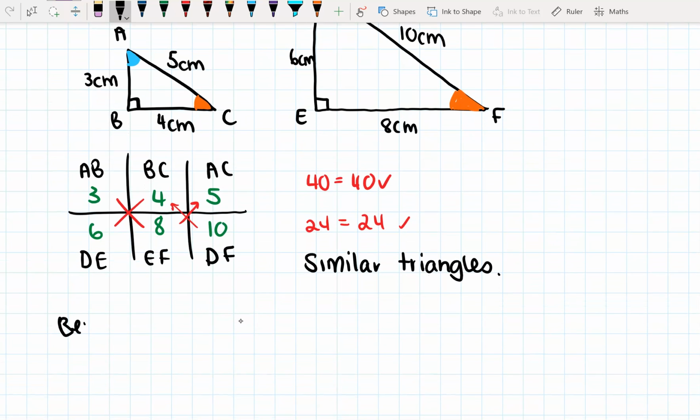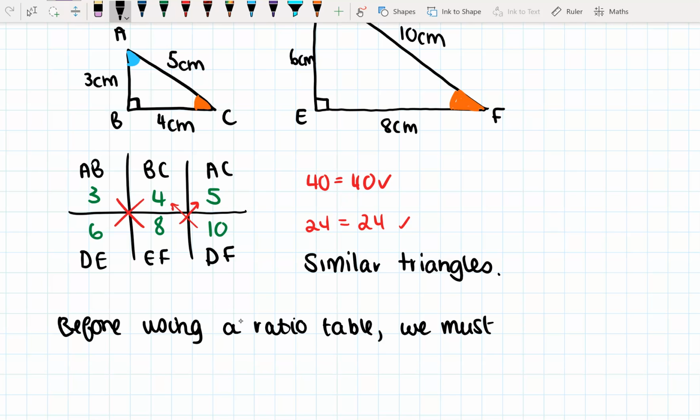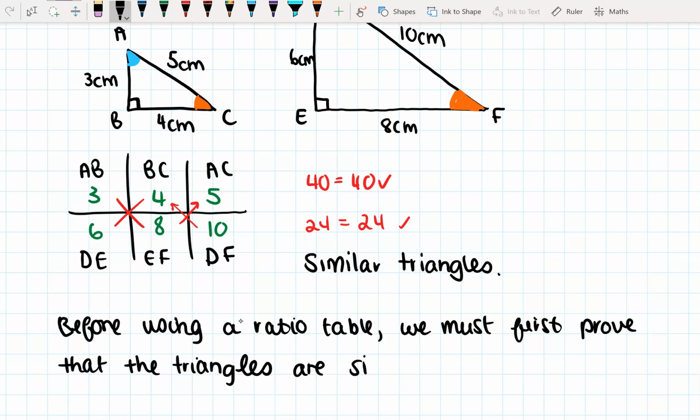So before using a ratio table, we must first prove that the triangles are similar. Oops, that's not how you spell triangles. Are similar. And over the next few lessons we're going to look at how to do that.